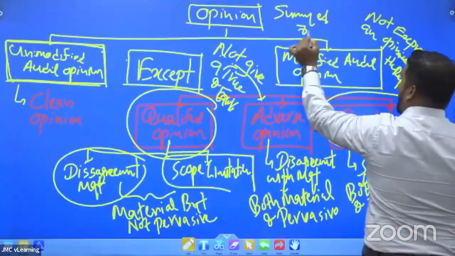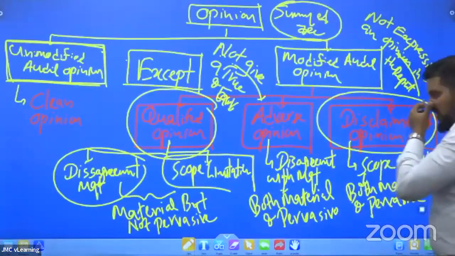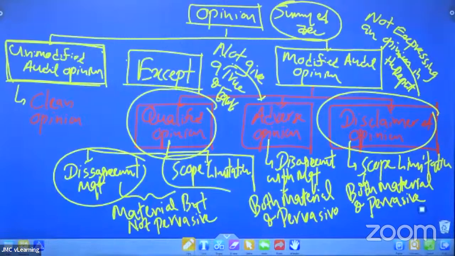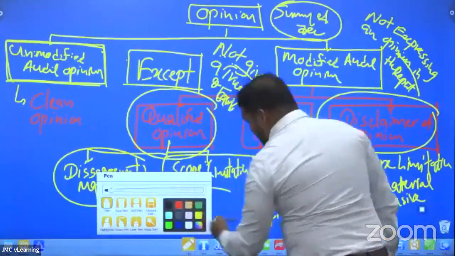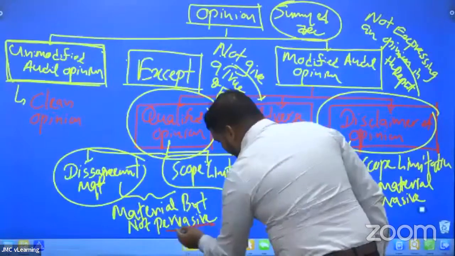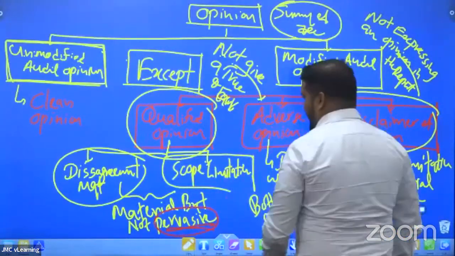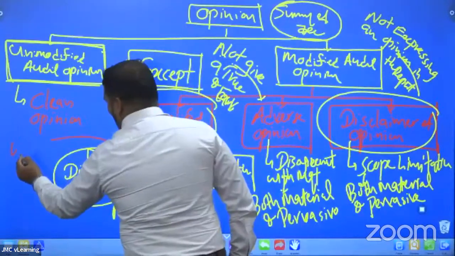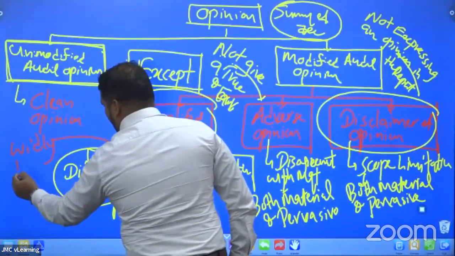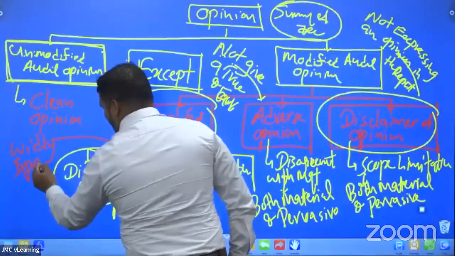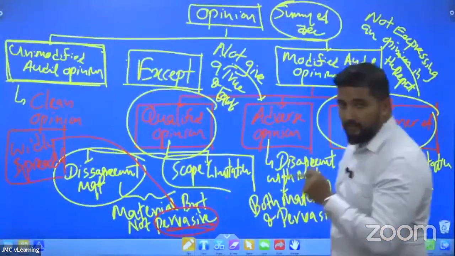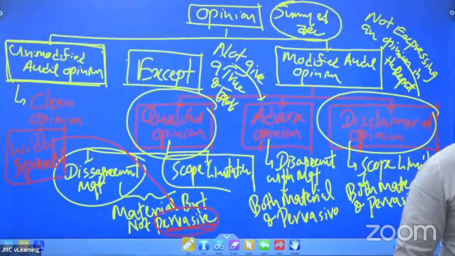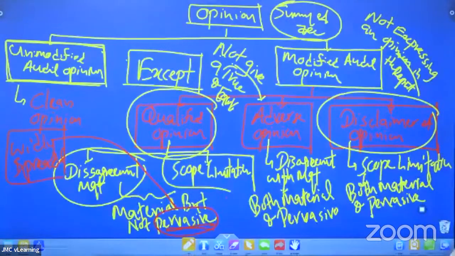Sir, what does pervasive mean? This is a summary of SLA 700. Come again, they have asked a question: what does pervasive mean? That means the impact is spread across. Pervasive means the impact is widely spread. Are we clear? Yes, sir.